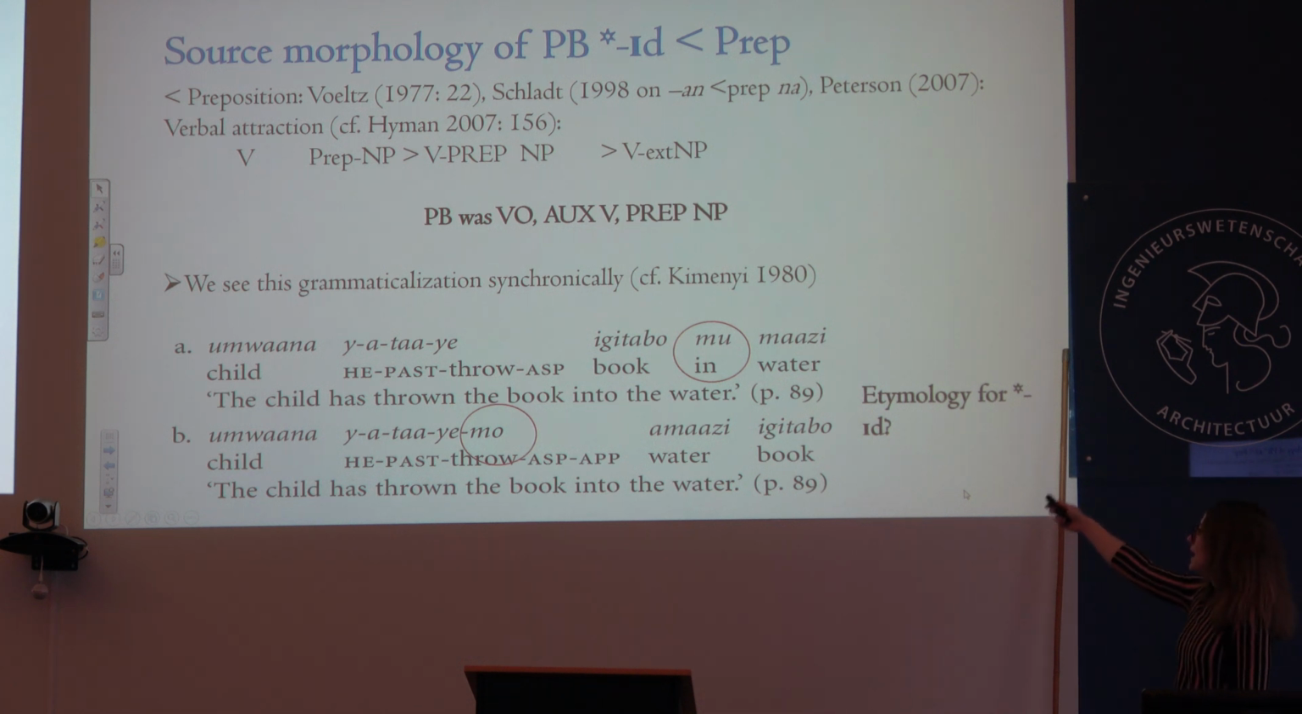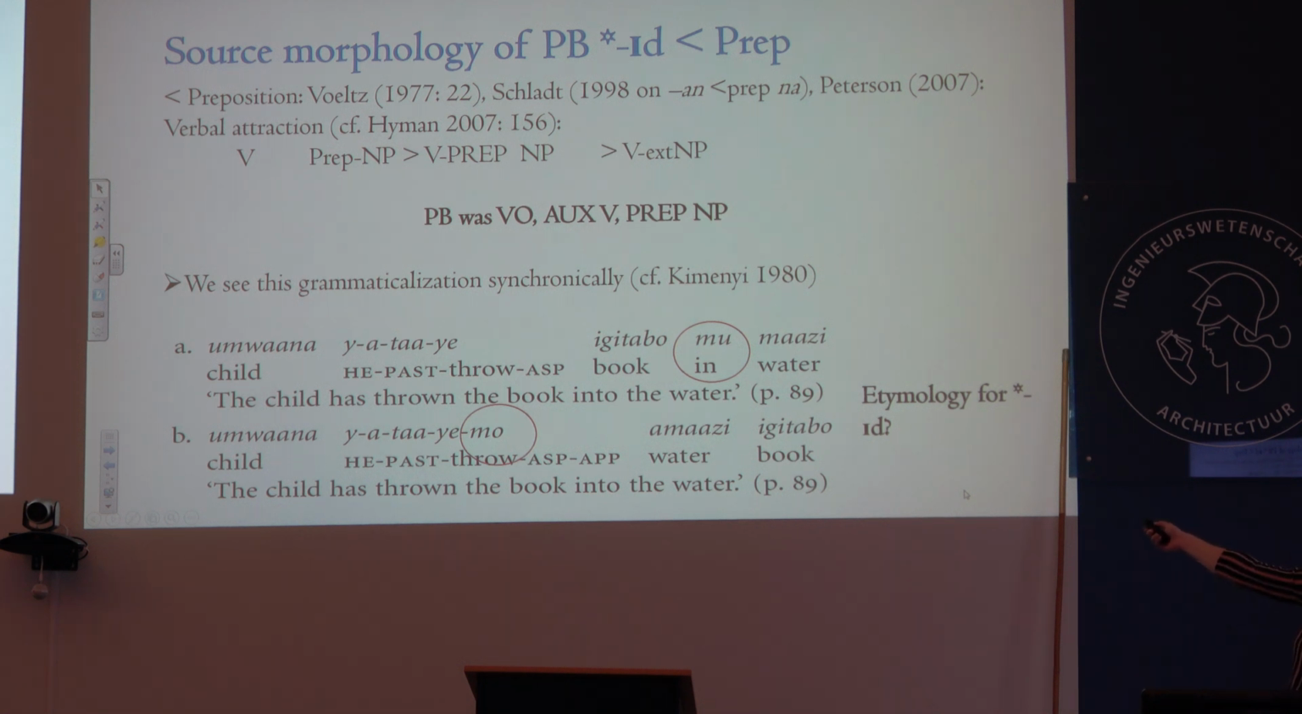Hyman describes it in these two examples from Rwanda, where some sort of locative marking on the noun here in A gets cliticized onto the verb, and so the constituent that goes with that noun class also gets closer to the verb.